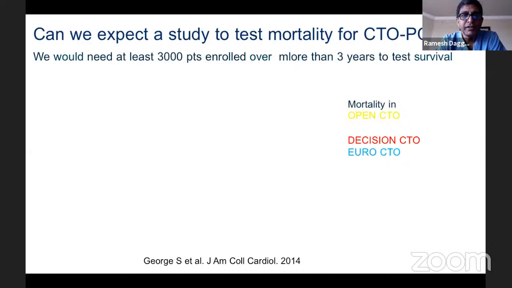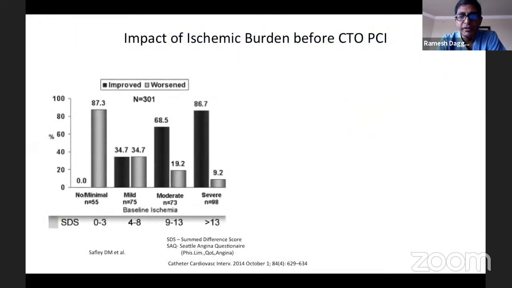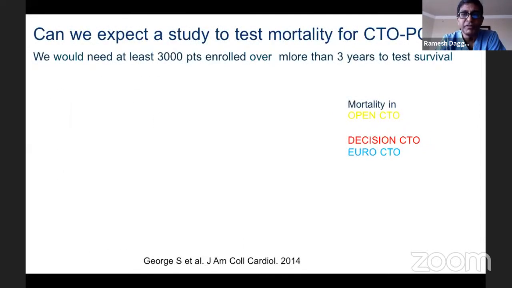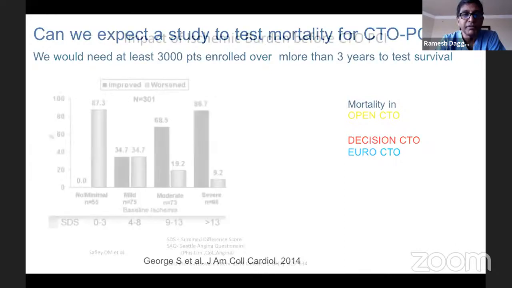I don't know why this slide is not here, but can we expect a study to test mortality for CTO PCI? That's what I was trying to say earlier: we would need at least 3,000 patients enrolled over more than 3 years to test survival. Mortality in Open CTO was 2.8% at 6 months, and in DECISION-CTO and EuroCTO it is less than 0.5%. EuroCTO was 0.5%, DECISION was less than 1%.